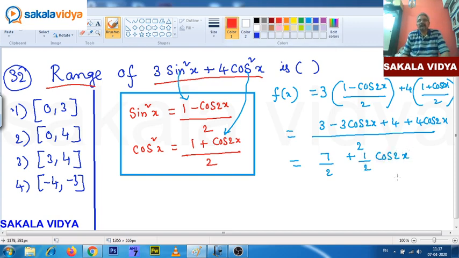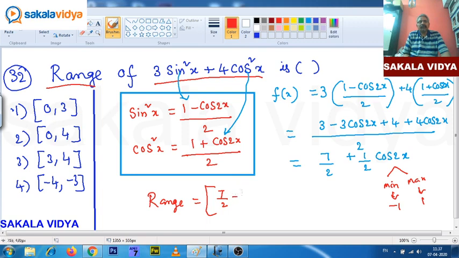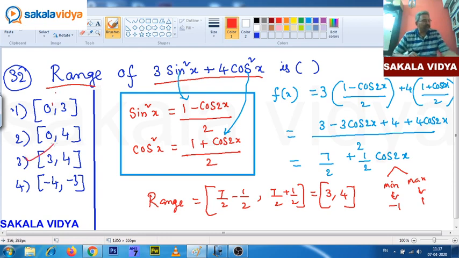Now, here see the minimum value and maximum value of cos 2x. Min is minus 1, max is 1. So, now the range is equal to 7 by 2 minus 1 by 2, 7 by 2 plus 1 by 2. So, this is 7 minus 1 is 6 by 2, 3, and 4. 3 comma 4. So, third option is the right option.